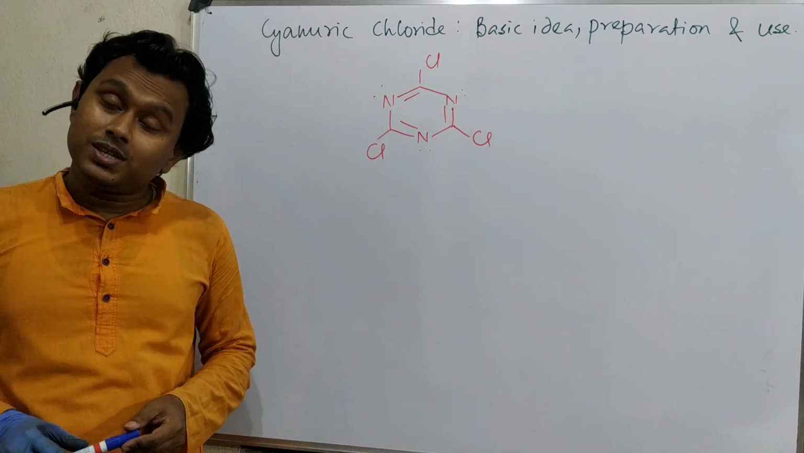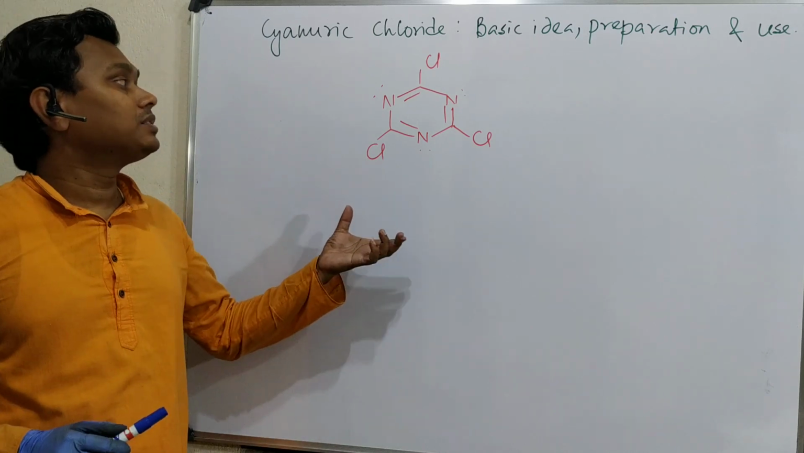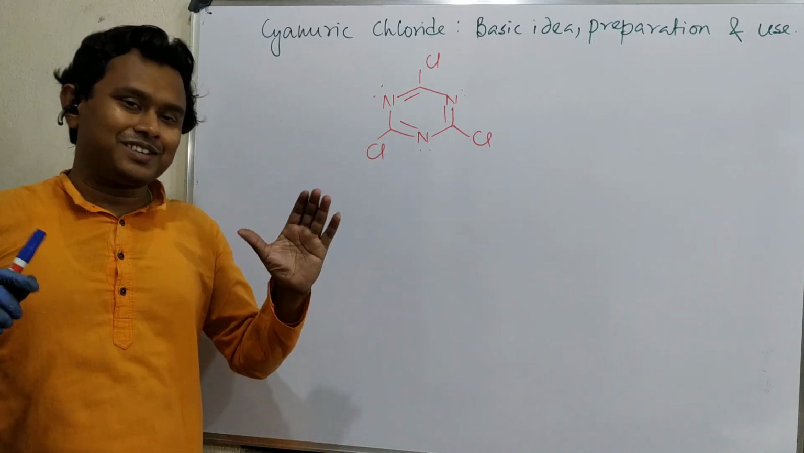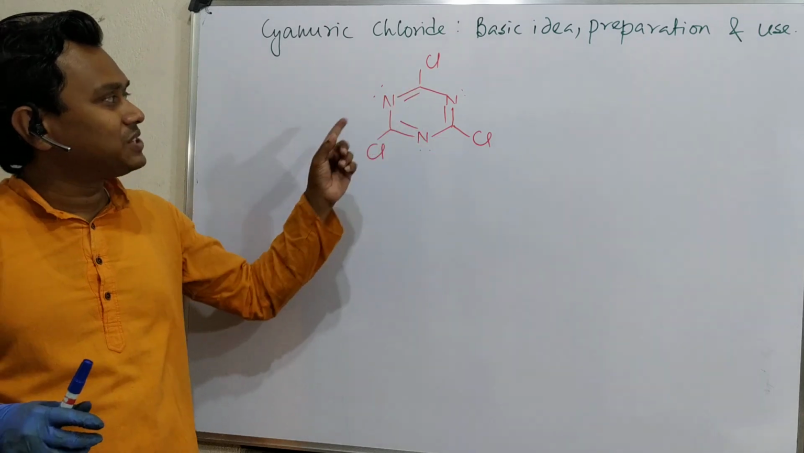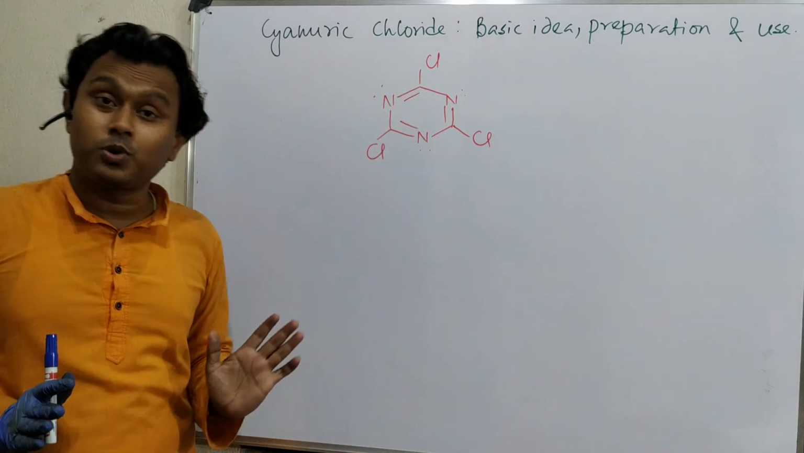So today we are going to discuss an interesting reagent, cyanuric chloride. Okay, so this is a new type of molecule. From the structure, you can understand lots of interesting properties are there.